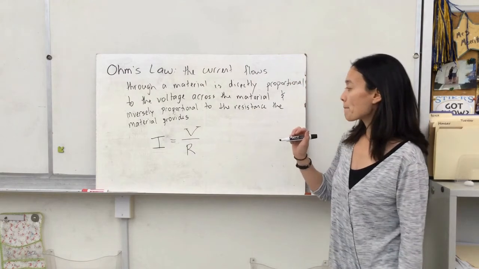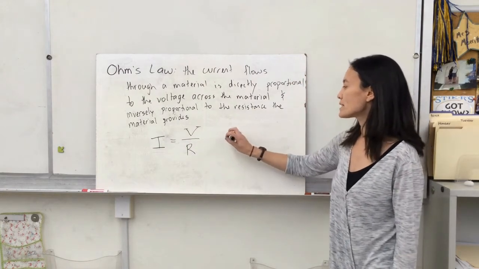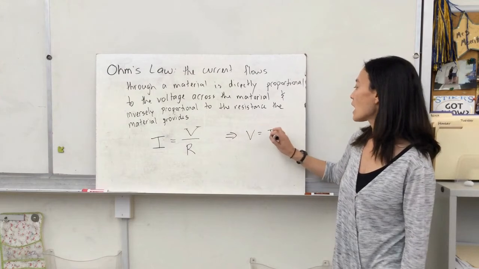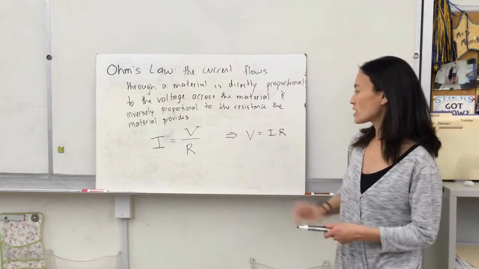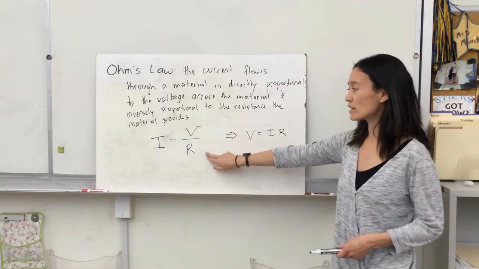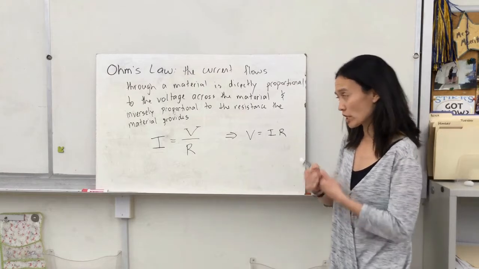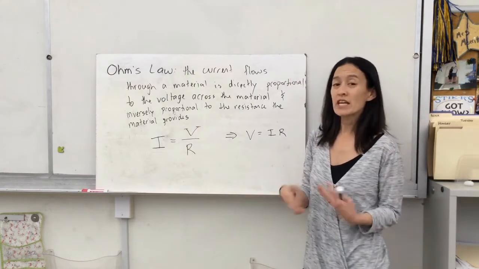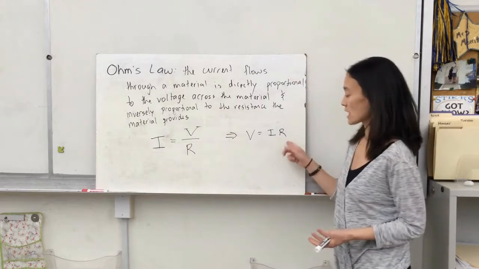And oftentimes, though, it's written as a linear equation, as V is equal to IR. You'll see a lot of textbooks put it like that. I like having it in this version because you're seeing that it's the current that is dependent on these two things. Like the voltage is not dependent on the current in this case.